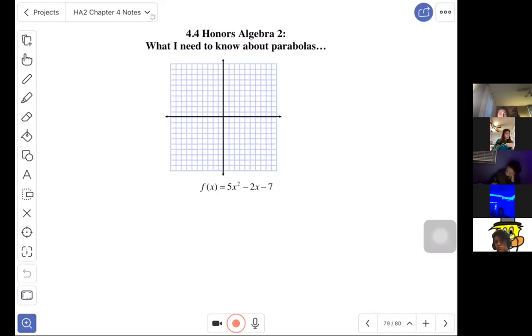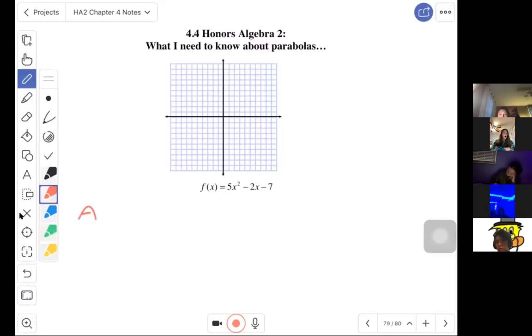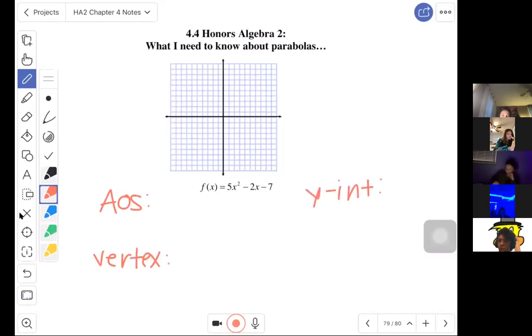All right. Jordan, what are the 4 things that we would find for a parabola to graph it? What are those 4 things we always found? The axis of symmetry, the vertex, and the x and y intercepts. Yeah. Awesome.